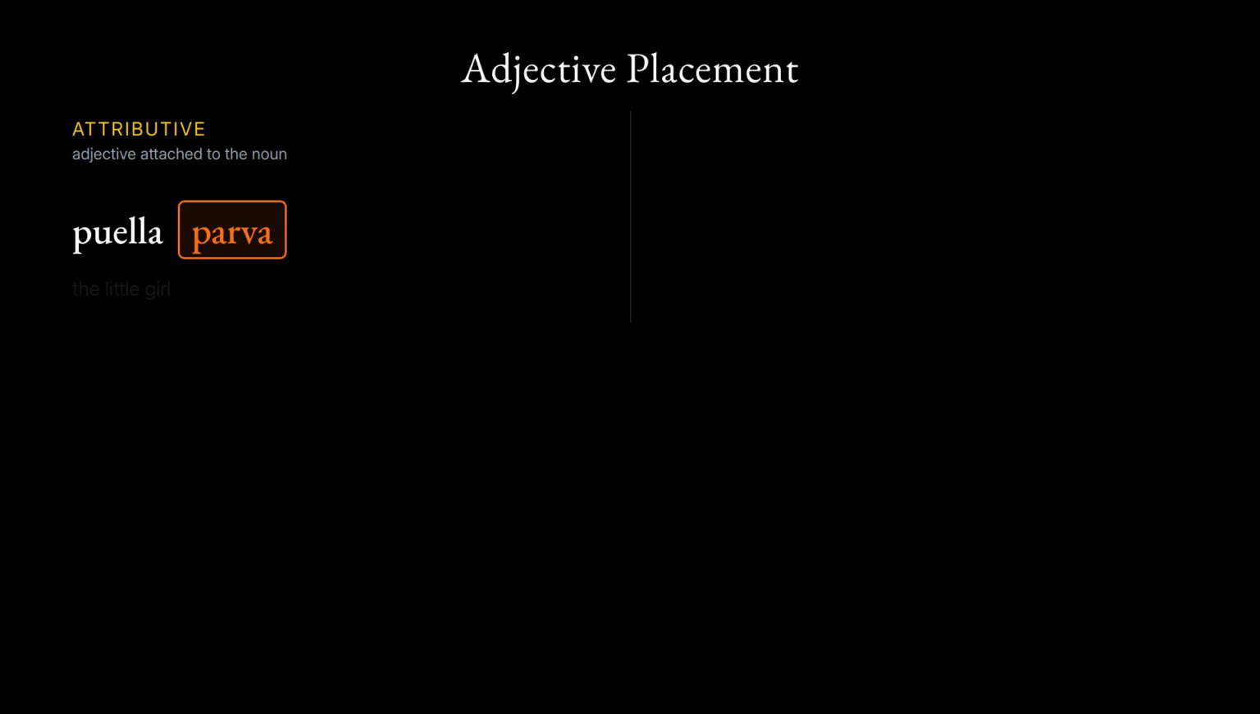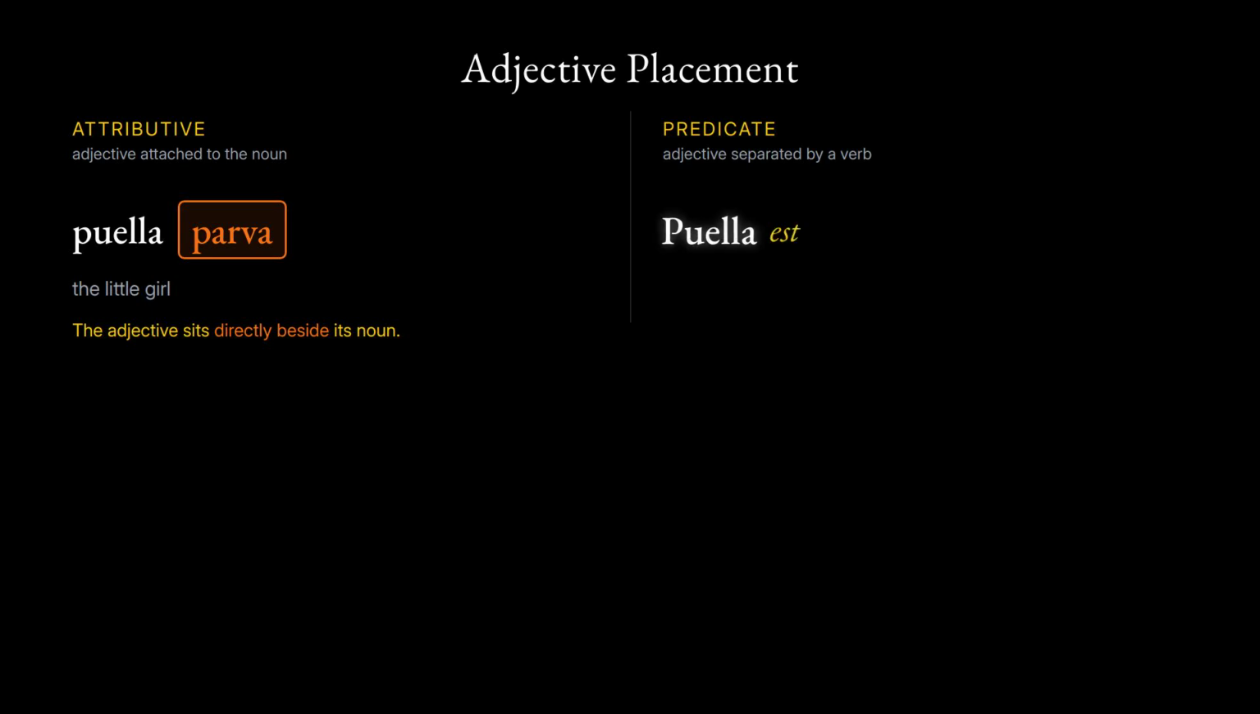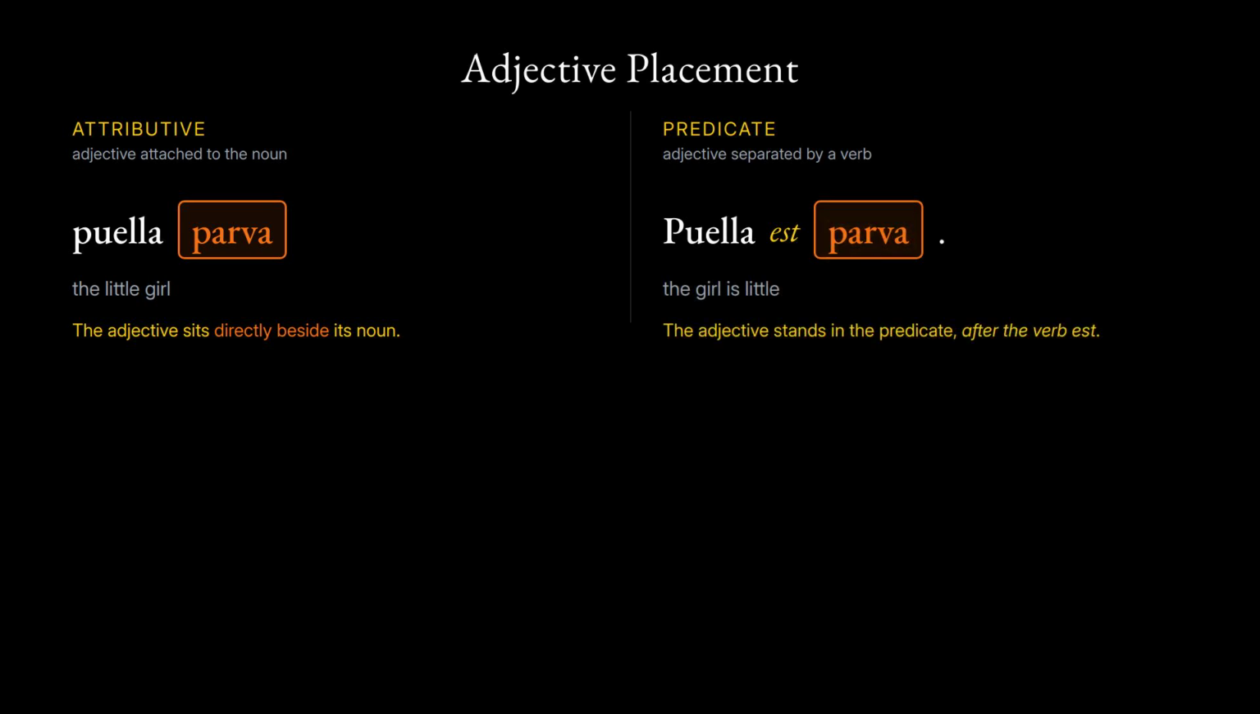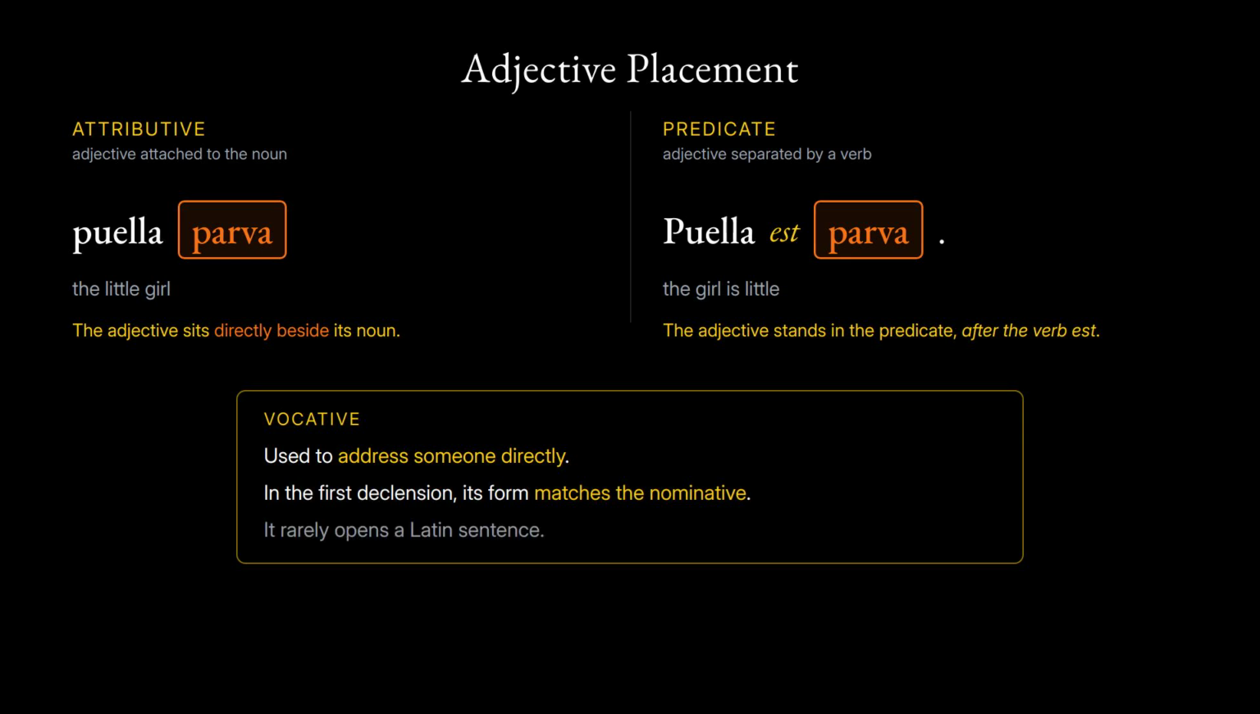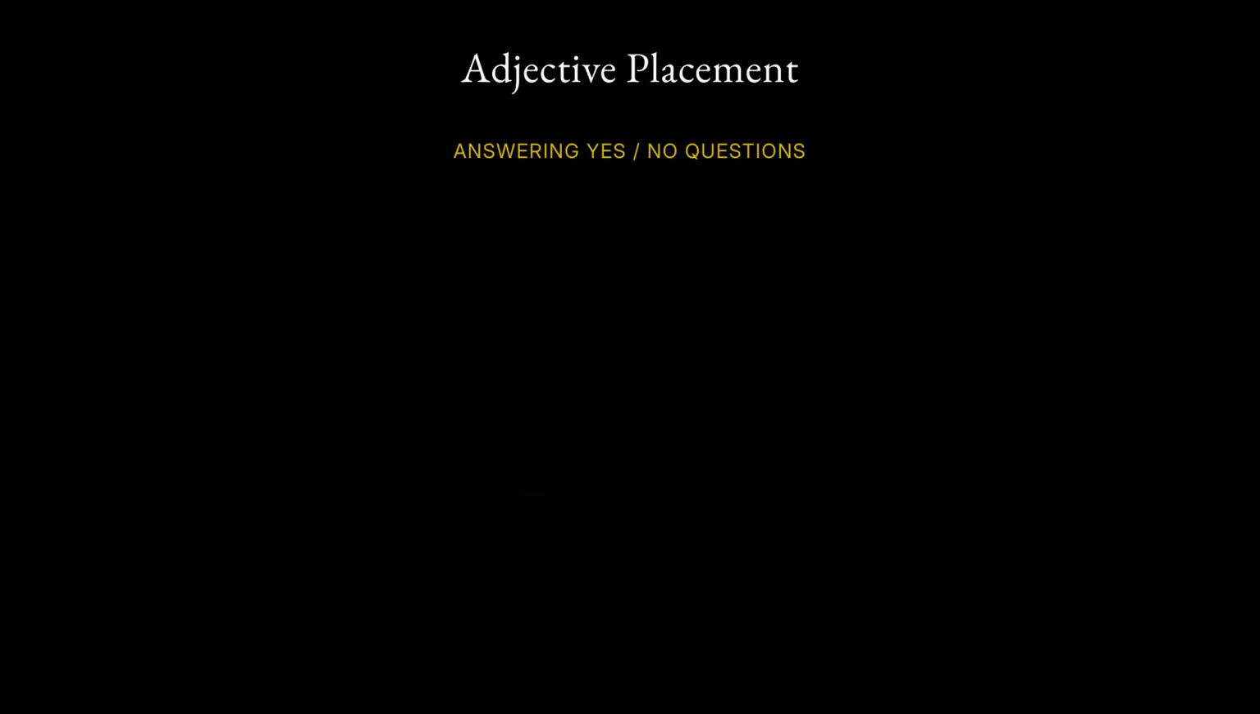2 types of adjective placement. An attributive adjective attaches directly to its noun. Puella parva, the little girl. The adjective sits with the noun. A predicate adjective is separated by a verb. Puella est parva, the girl is little. The adjective sits in the predicate. The vocative case addresses someone directly. In the first declension, it matches the nominative. The vocative rarely opens a Latin sentence.